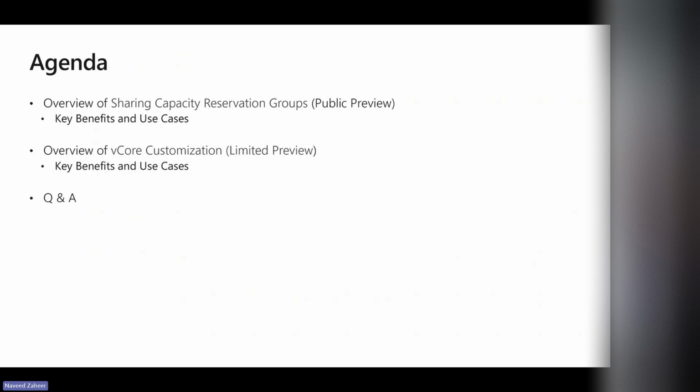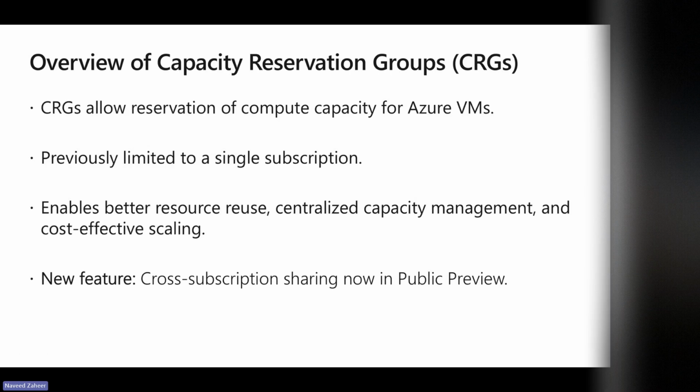Second piece is vCore customization, which is kind of two features in there. It allows you, number one, to use a thread per core, and change the number of vCPUs. And we also take a look at some of the key benefits and use cases. So with that, let's move on to the first topic, which is the capacity reservation group.